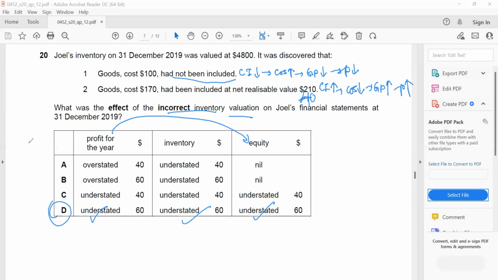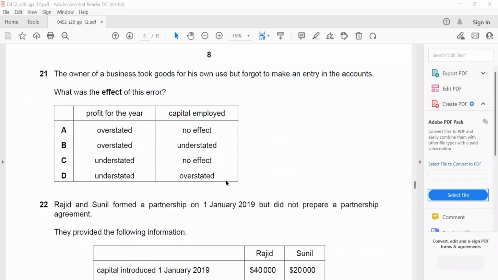Now let's continue. The owner of a business took goods for his own use but forgot to make any adjustment. What was the effect of this error? So the adjustment for the goods taken should be debit drawing, credit purchases. But we forgot to do it, so no adjustment for this double entry.